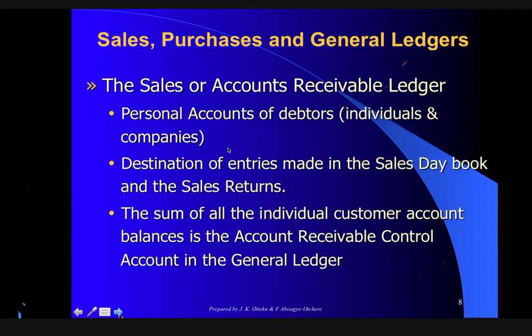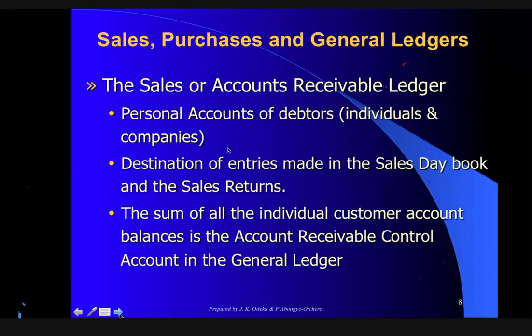So the sum of all the individual customer accounts, right? At the end of the day, you have the individual debtor accounts. So for customer A, customer B, customer C, customer D, at the end of the day, we'll sum up all the account balances on each of these customers, and that is what we normally use the accounts receivable control account to show. The accounts receivable control account, we find it in the general ledger, and there you have an aggregation of all our customers. So I hope you are getting it.